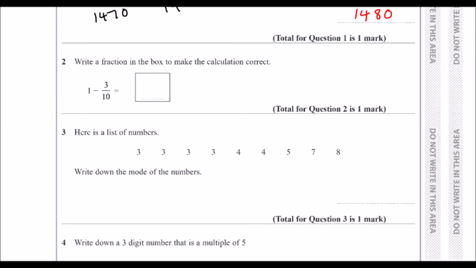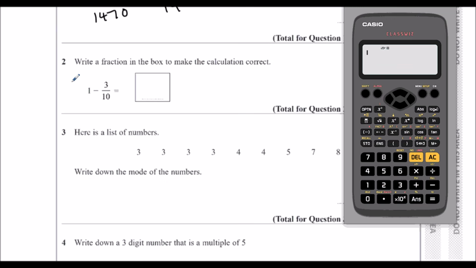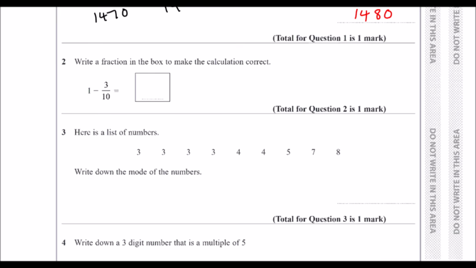Question 2. Write a fraction in the box to make the calculation correct. We could use a calculator for this. We could just type this into the calculator. 1 minus 3/10 is 7/10. So that's our answer, 7/10. 3/10 and 7/10 make 1 whole.